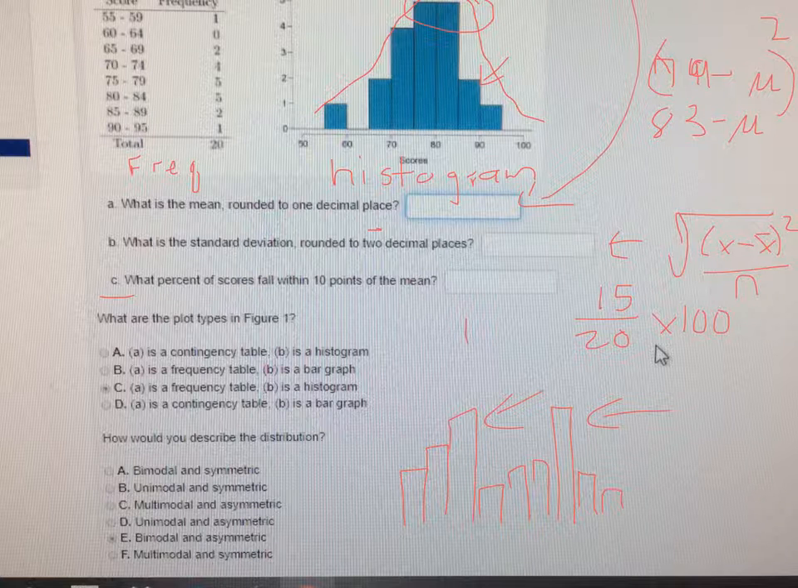A symmetric graph is one where you can kind of see the shape of the normal curve. It doesn't have to follow exactly, but if it looks like it's almost a mirror image on the left and the right of the middle line, then we would call that symmetric. So I think I would choose unimodal and symmetric for this answer.